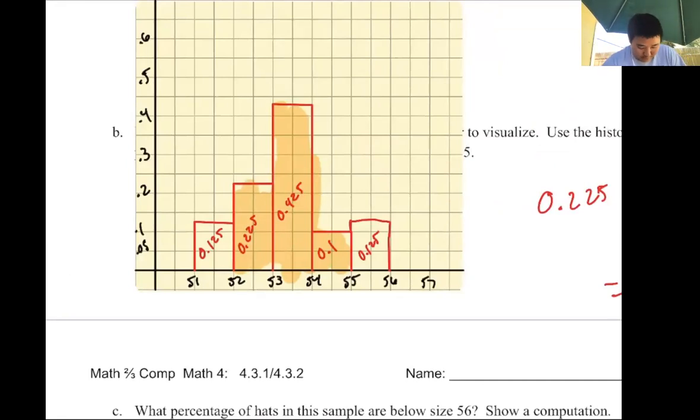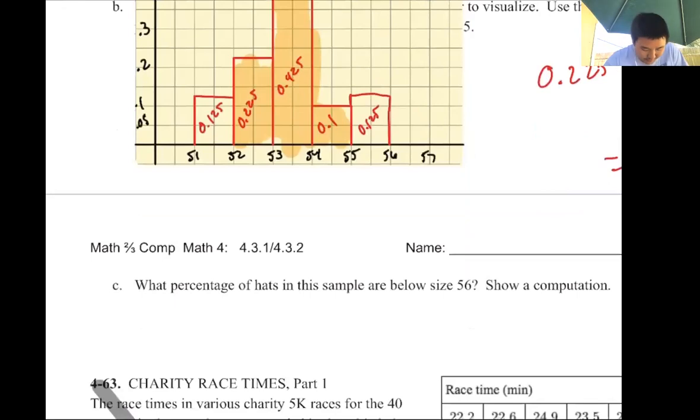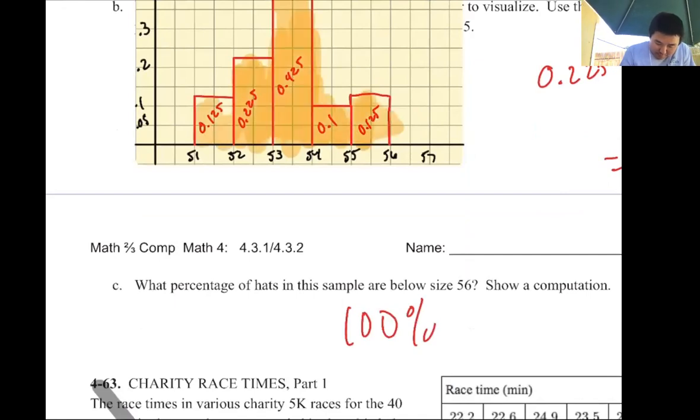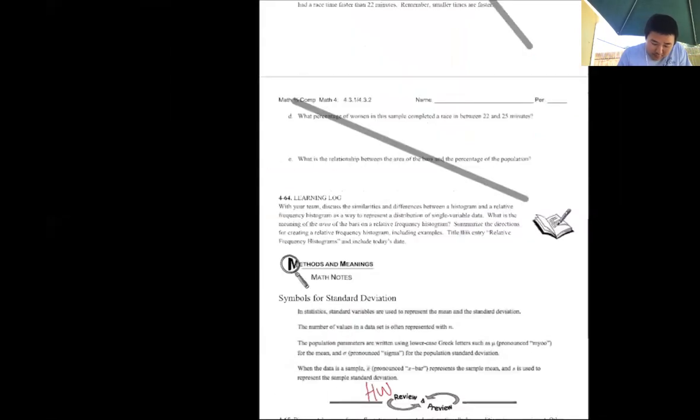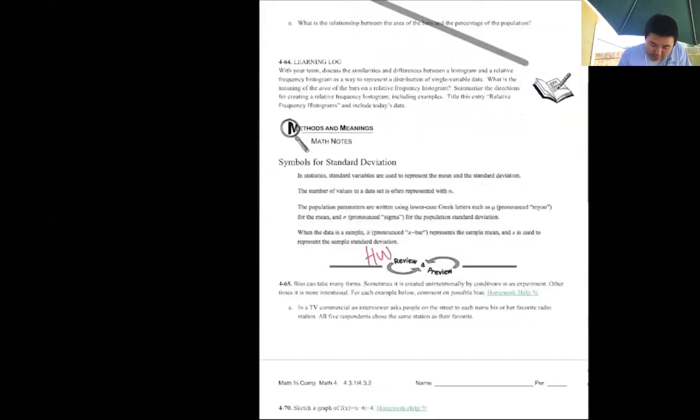And then what percent of hats in the sample are below 56? Well, that's 100% because it's all of them. Skipping 63. This one, skip. So this is your homework, part 2.